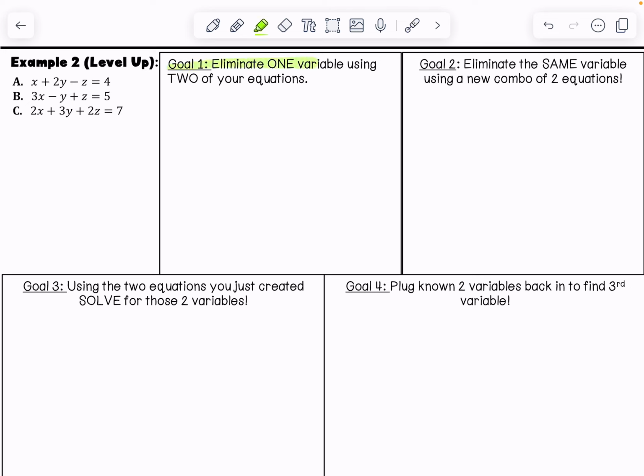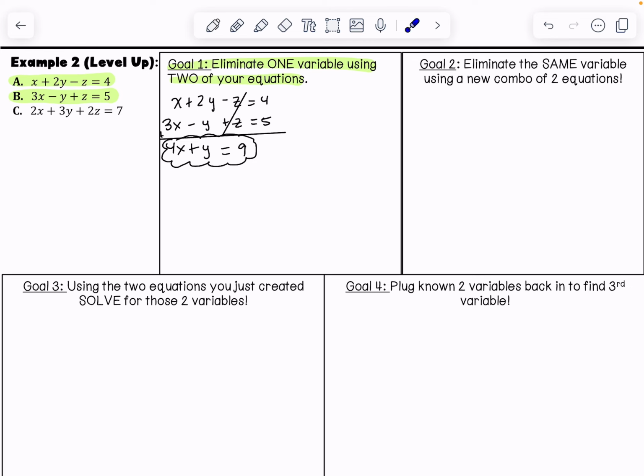So for goal one, it says just choose two, whichever your two starting ones are going to be, and eliminate that variable that you've chosen. So I'm going to choose A and B. So x plus 2y minus z equals 4, and 3x minus y plus z equals 5. Here we're just going to go ahead and add our functions together. That gives me 4x, 2 and negative 1 is just y. My z's cancel out, which is what I was going for, and then is equal to 9. Now I have just two variables.